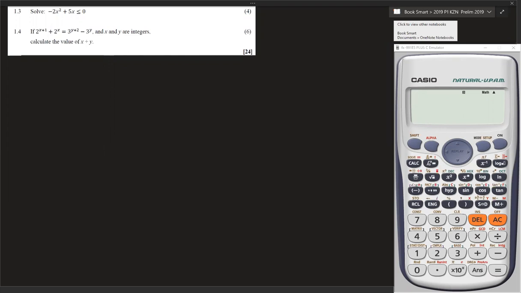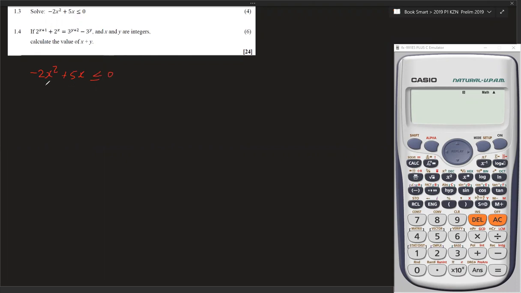So let's check 1.3. So 1.3, they want us to solve a what? An inequality. Okay, let me get my pen. Perfect, got my pen. So now here, we have negative 2x squared plus 5x is less than or equals to 0.